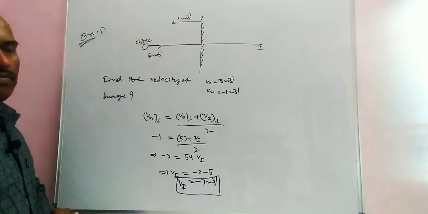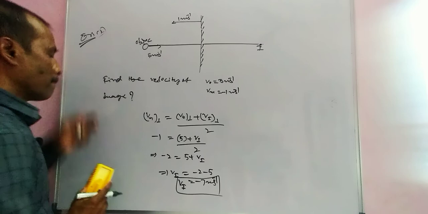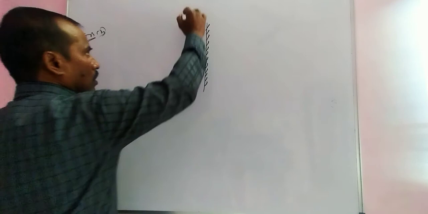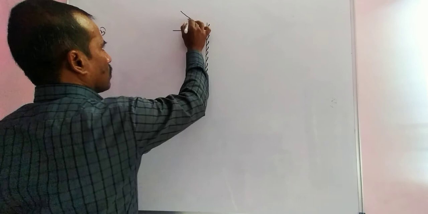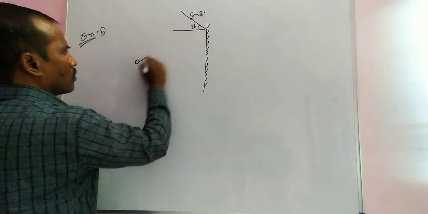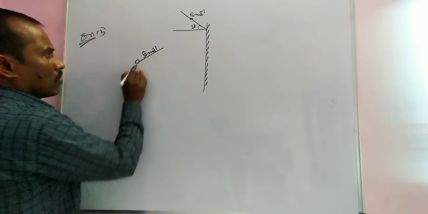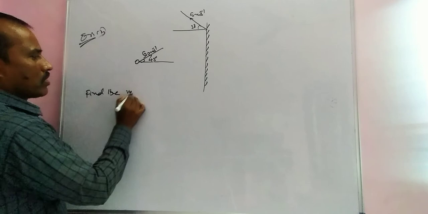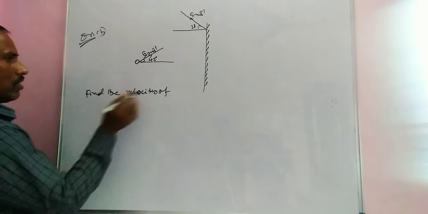Next one, for example, note this one. Example 3, a different problem. The mirror is moving at 5 meters per second, at 30 degrees, making some angle with the horizontal. The object is also moving at root 2 meters per second, making an angle of 45 degrees. Find the velocity of the image.